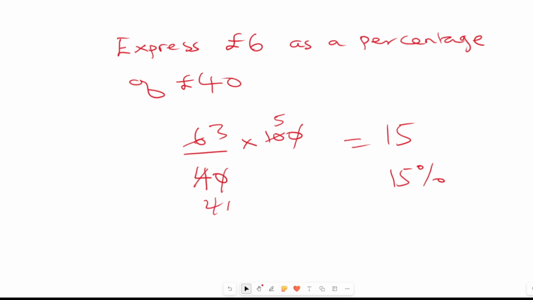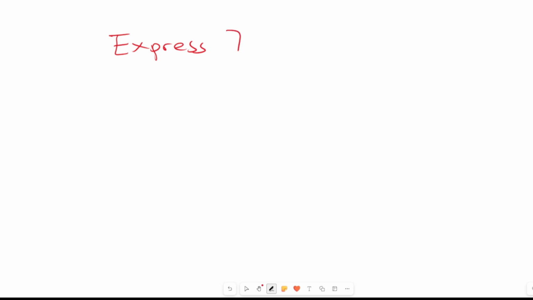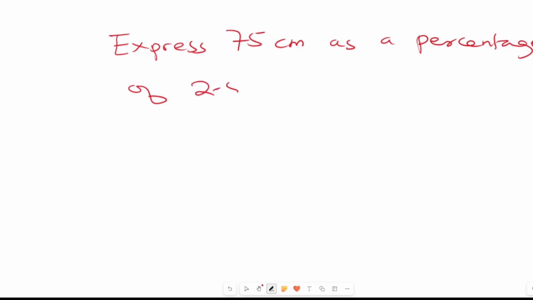Distance, for instance, express 75 centimeters as a percentage of 2.5 meters. So here we have introduced another problem upon a problem that we are being asked to solve.